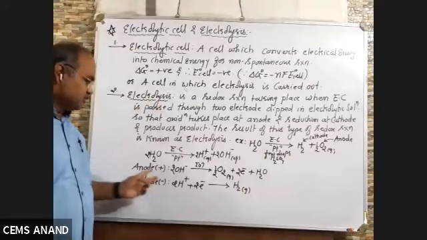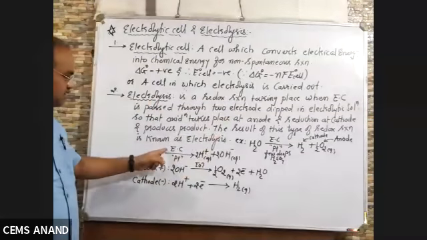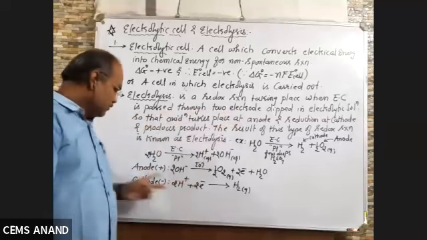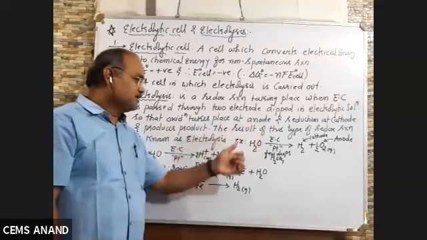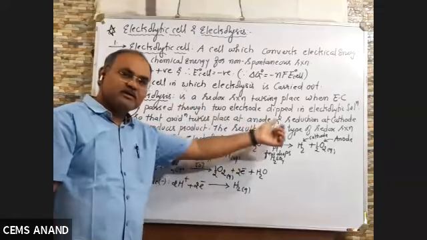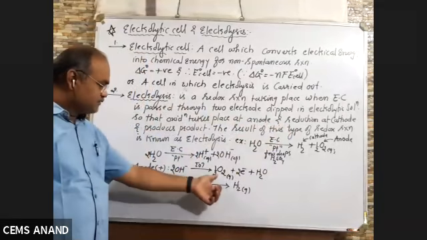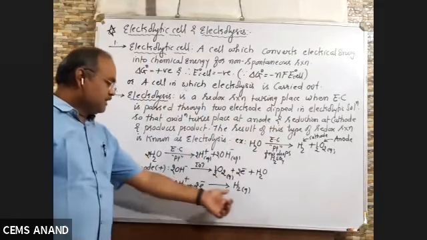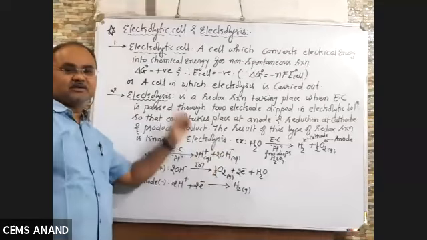Electrolysis means it is a redox reaction in which electric current is passed through two electrodes, anode and cathode, dipped in an electrolytic solution, so oxidation takes place at anode and reduction takes place at cathode, and the product is obtained. The product obtained at anode is, for water, O2 gas, and at cathode it is H2 gas. So the result of this type of redox reaction is called electrolysis.